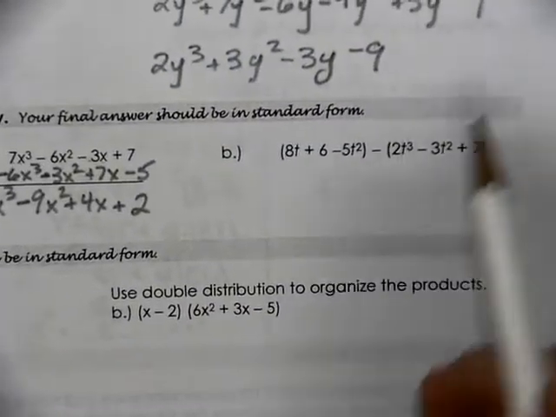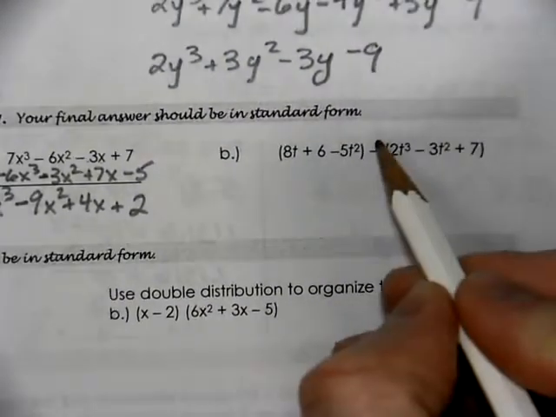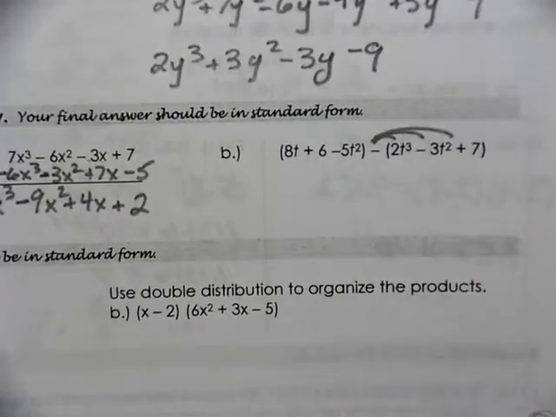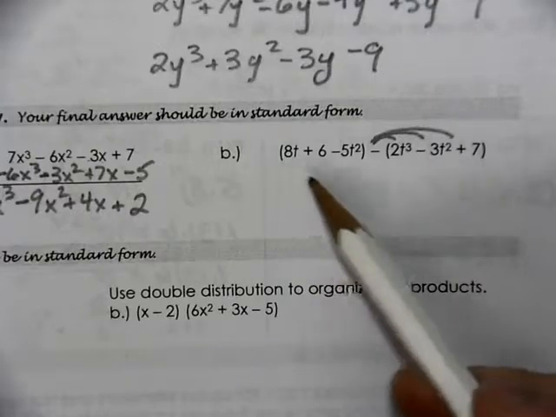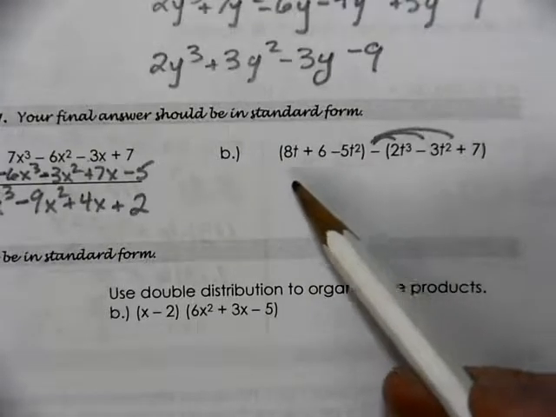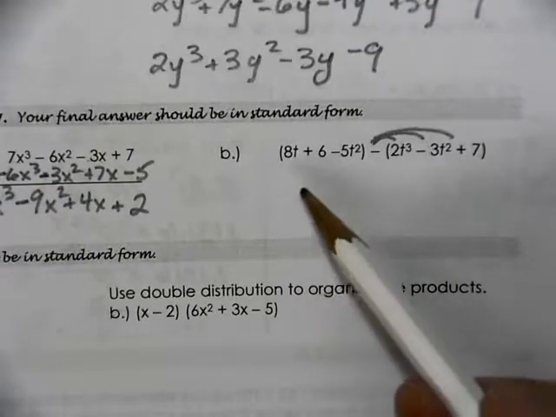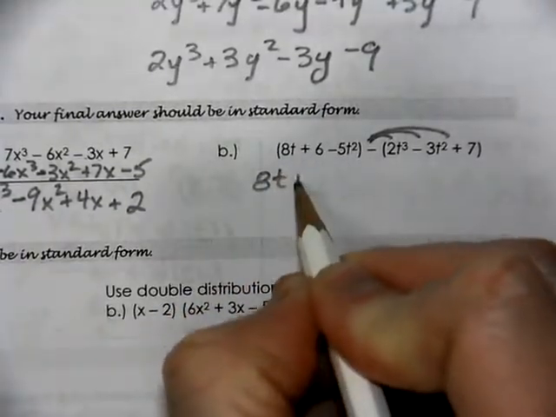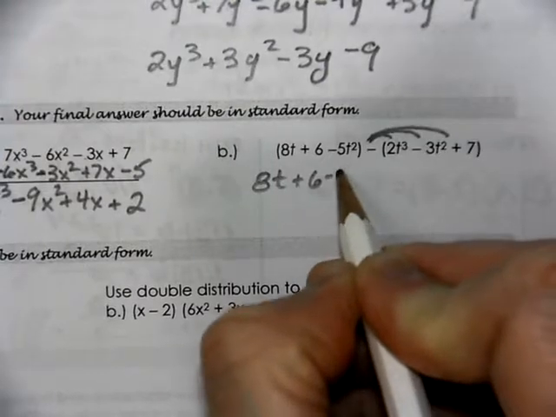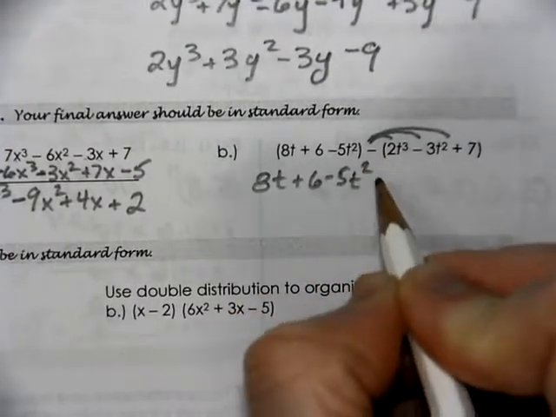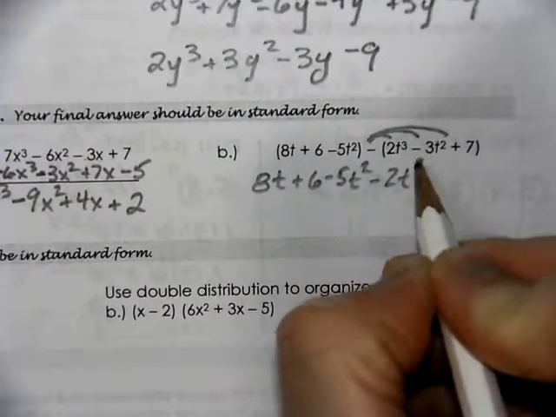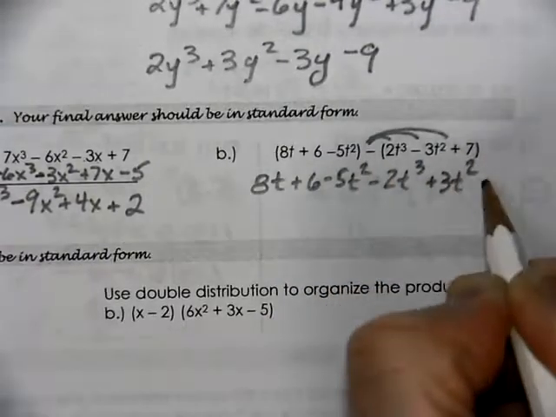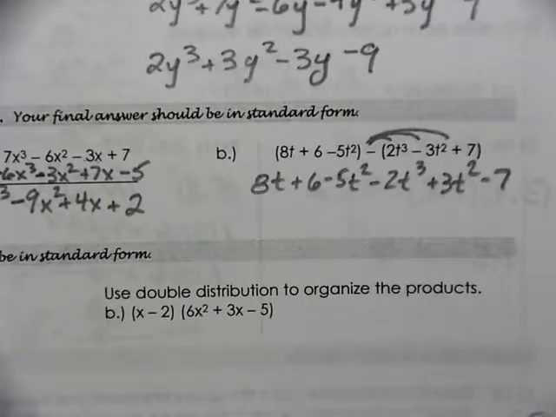Now, in a horizontal fashion, where we usually see it, you need to also distribute that through. Now there's no need for this parenthesis. In fact, I wouldn't write it because that often leads you into multiplying later. I would leave it as 8t plus 6 minus 5t squared gives you a -2t cubed, a +3t squared, and a -7.